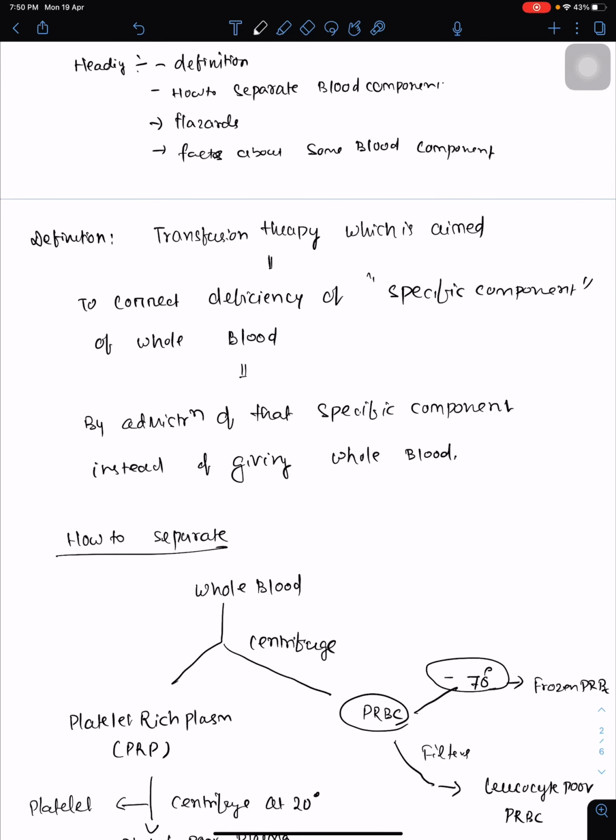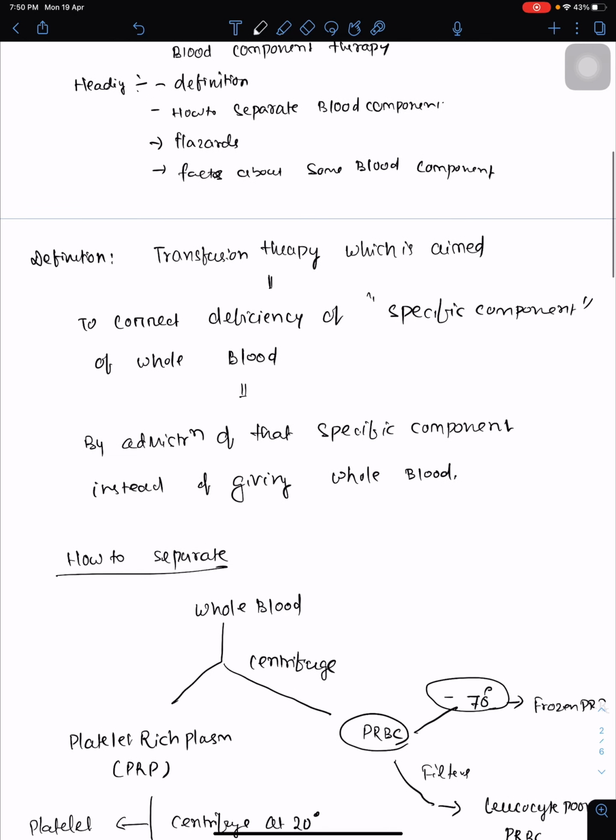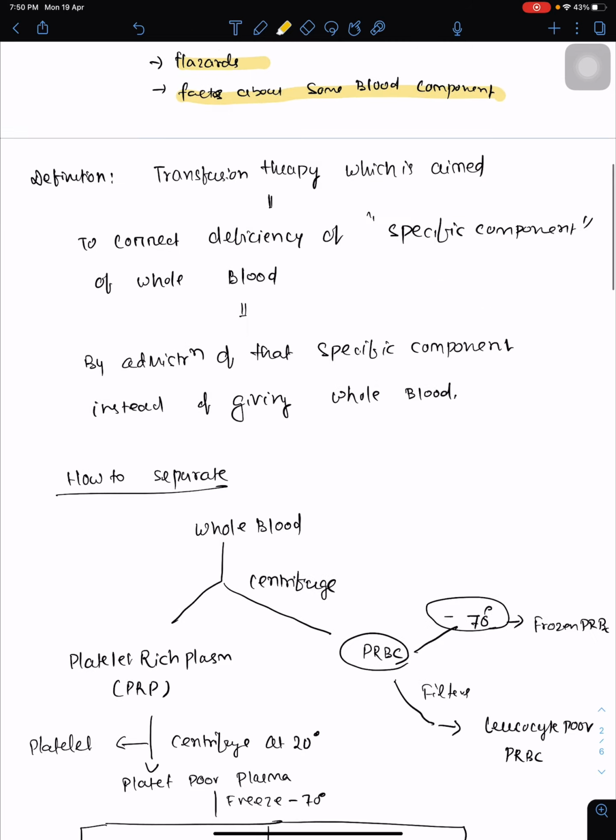Blood component therapy. We will discuss this topic under the following headings. First is definition. Second is how we separate the blood components. Third is hazards of blood component therapy. Fourth is some facts about blood component therapy.